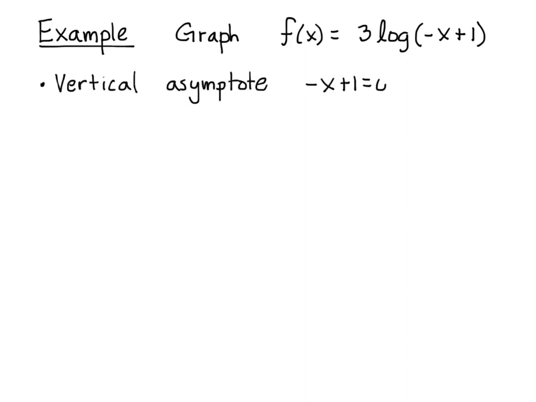The vertical asymptote happens when we get a 0 in here, right? That's an illegal value in there, if you want to speak legalities. So we'll solve for x here and we find x equals 1. So we have our vertical asymptote at x equals 1.